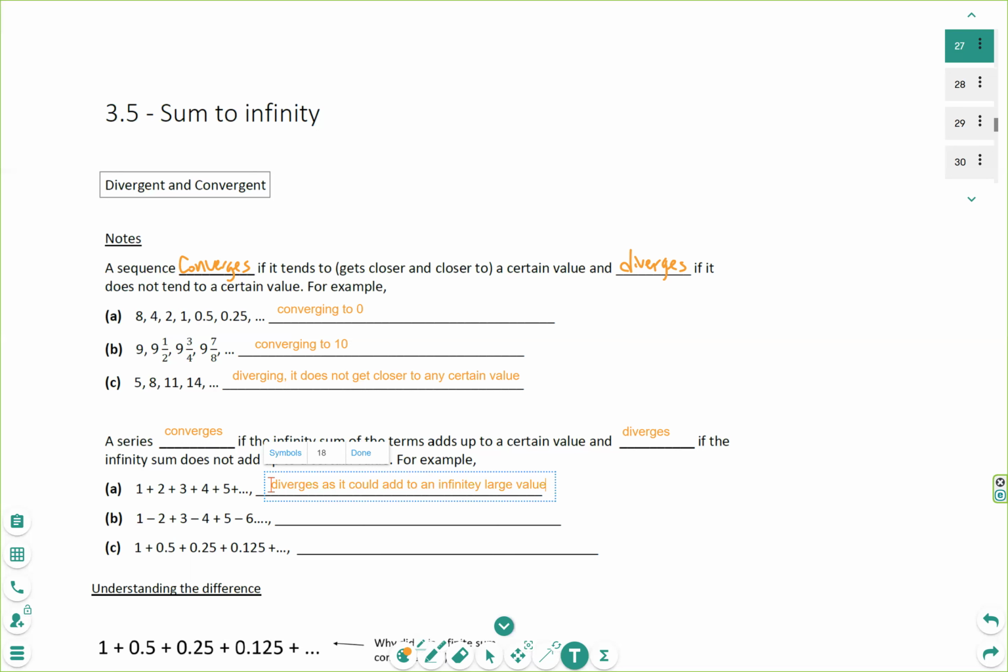This could be my stomach when I'm eating desserts. It diverges. I could eat as much as I can, and it's endless.